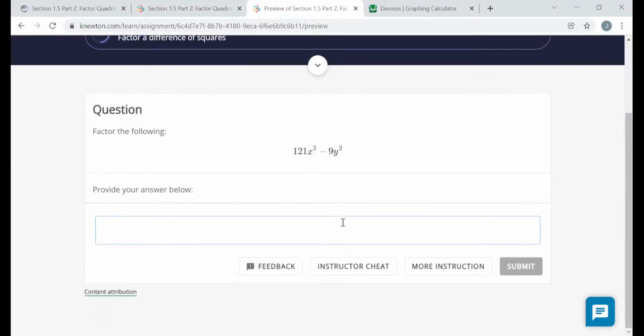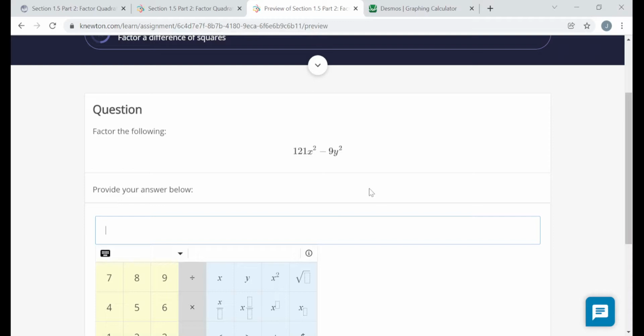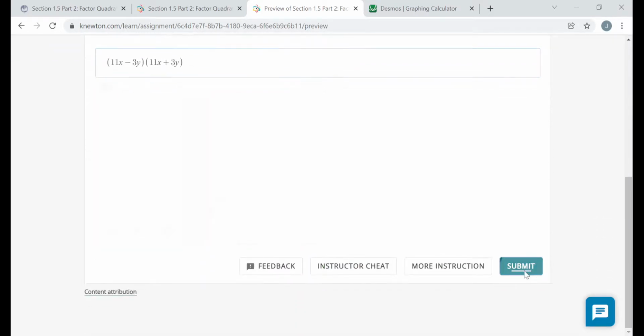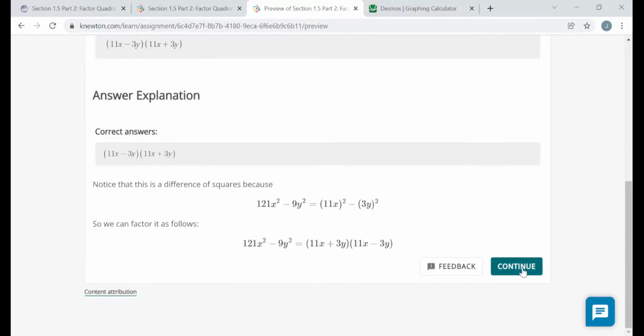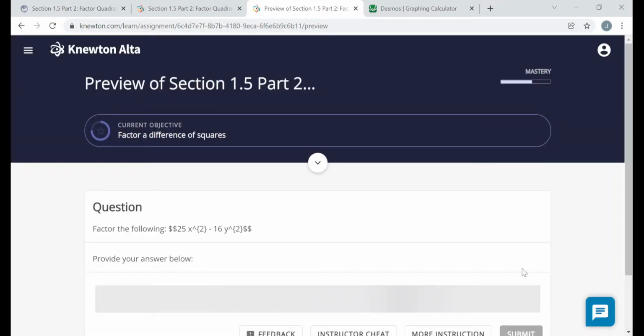All right, so back on the assignment page, 11x minus 3y times 11x plus 3y. Not E-Y, 3y. Okay. Great. All right, then next question.